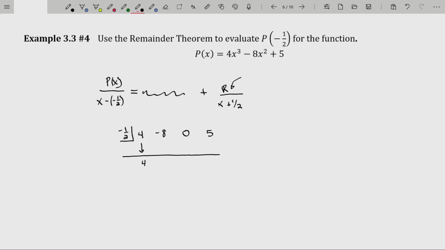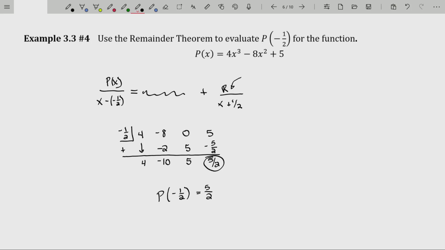Bring down the 4. Remember, you're going to be adding in a moment. -1/2 times 4, well, that's a -2. Add those two up, you get a -10. Let's see. -1/2 times -10 is a +5. Add those up, you get 5. -1/2 times 5 is a -5/2. And 5 minus 5/2, or plus a -5/2, is 5/2. This is the remainder, and so therefore, p of -1/2 is equal to 5/2.